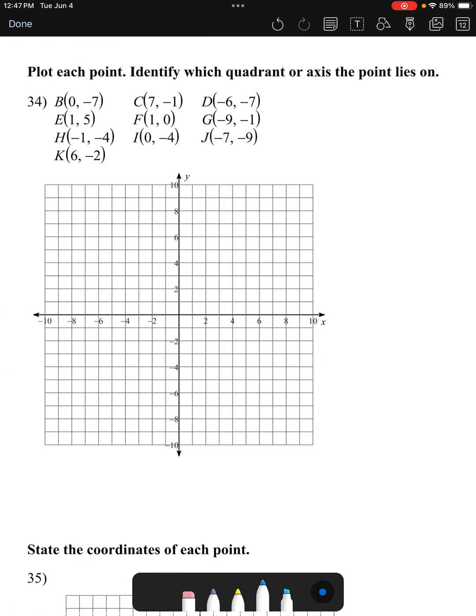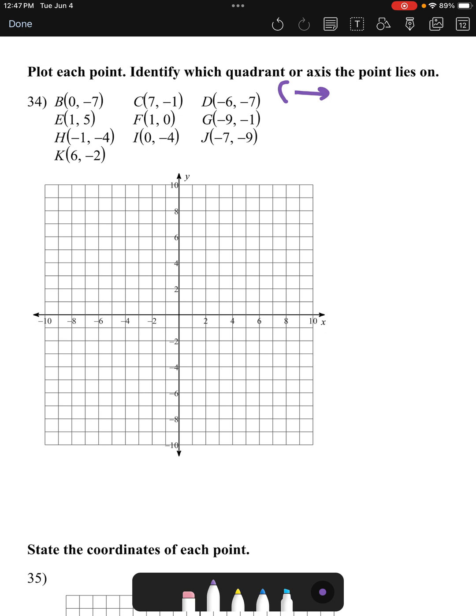So I'm actually going to zoom this in a little bit while we do this so that it's as neat as I can make it. Now notice real fast on this grid, look at how it's numbered. Each line is still one spot. They just printed numbers every other line. All right, plot each point, identify which quadrant or axis the point is in. Starting with B, which is at 0 and -7.